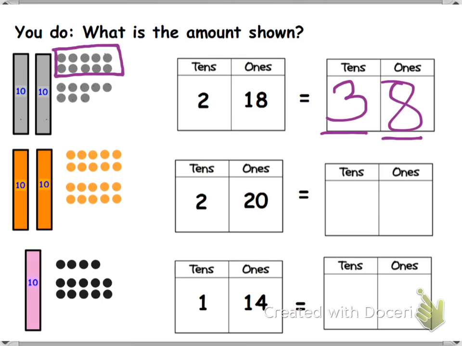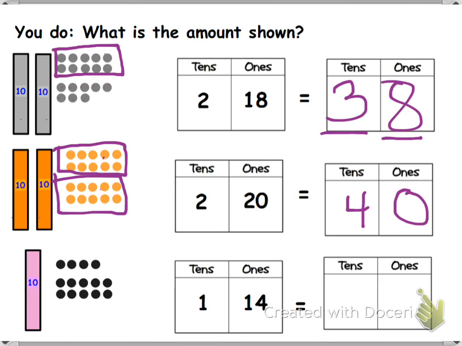Alright, now let's look at this next one at the bottom. Now this one is 2 tens, 20 ones. Well, let's box in any extra tens that we have. Now let's count how many tens we have. 1, 2, 3, 4. So we have 4 tens, 0 ones.